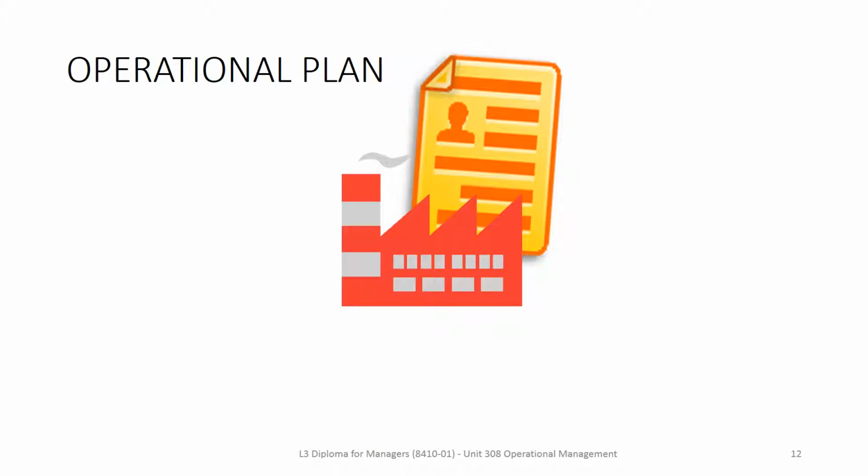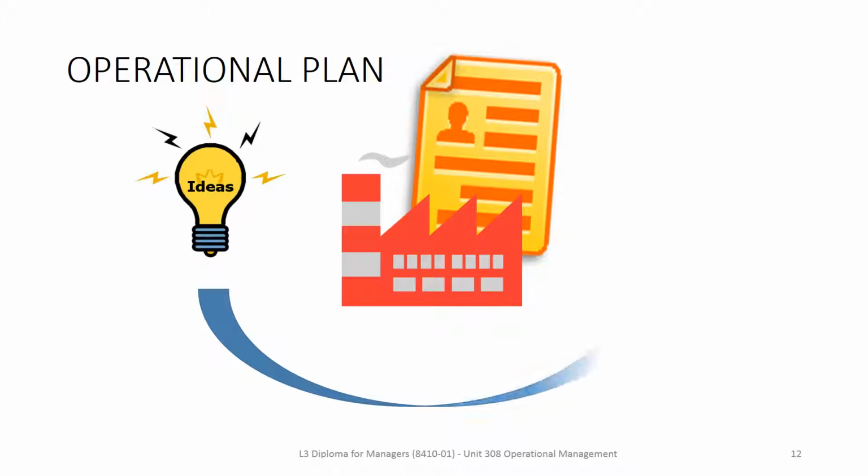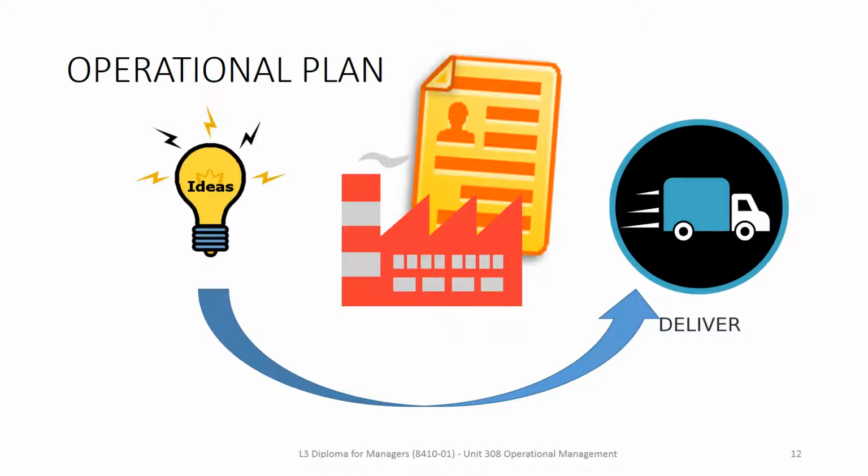So we've established that the operational plan is a plan to get the strategic ideas to delivery. So it might be more customers, more market share, increased profitability, reducing costs, whatever that strategic objective is.